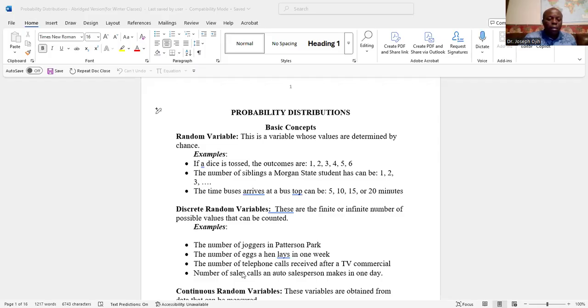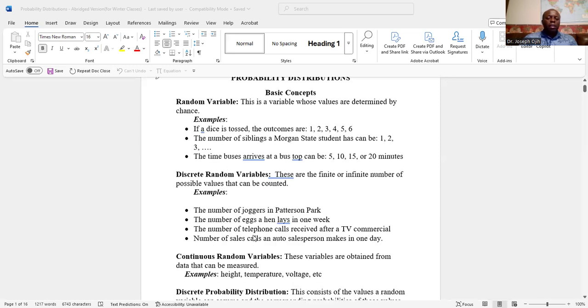So now we're looking at discrete random variables. Now, a discrete random variable is a random variable that has a finite or infinite number of possible values that can be counted. So that's what makes them unique. They have values that can be counted.